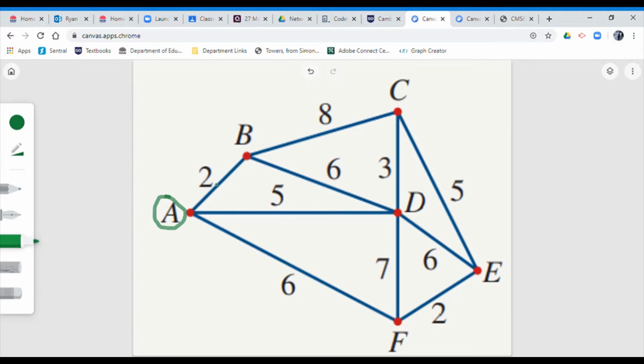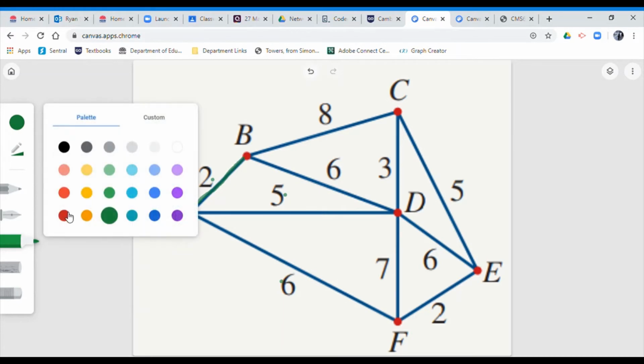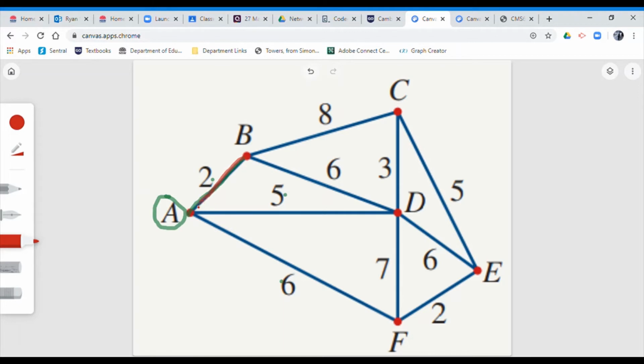So we've got a weight of 2 here, a weight of 5 here, and a weight of 6 here. So really you want to be looking at starting at the minimum number, the smallest number. If you're given a choice between 2, 5, and 6, obviously you're going to want to pick this path to start. So I'll make that a little bit more clear. Just make that red. And so there's our first path we'll take right there.